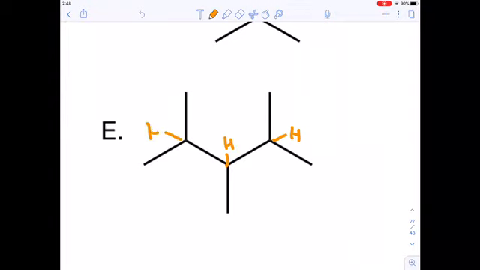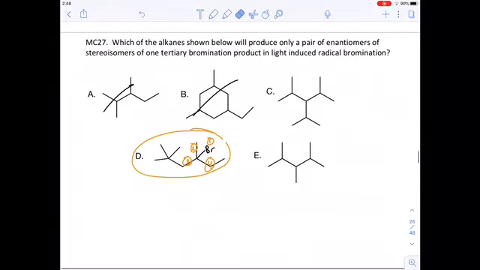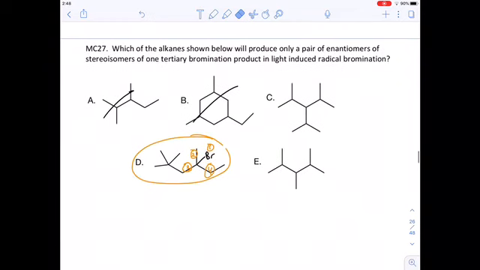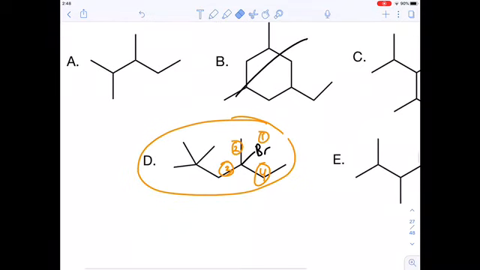Okay, looking at E, just to make sure, we have the exact same situation as C, just a little bit smaller. You have multiple tertiary hydrogens, and even if you add the Br to any of these, none of them would be chiral centers because they're not bonded to unique groups. For example, this is the same as this. If you added it here, this methyl is the same as this methyl. So the only one that would give you an enantiomer from 1 chiral center is going to be D.